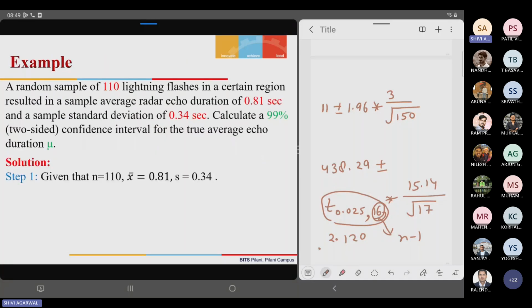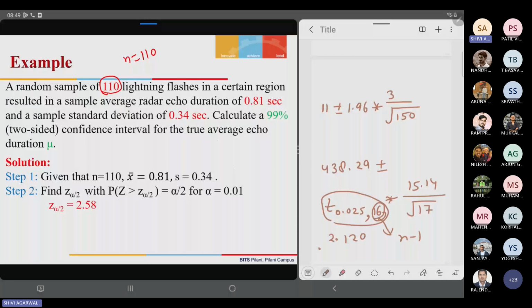Now we are doing one more example; one example we have already done. A random sample of 110, so n is equal to 110, which is more than 40, so we can use the CLT. The resulting average radar echo duration is 0.81, so X bar is 0.81, and the sample standard deviation is 0.34 second. Sigma is not given, so we use S. Now we have to calculate a 99% confidence interval for the true average duration.